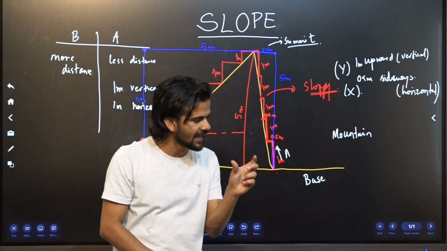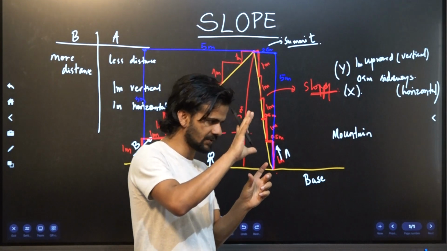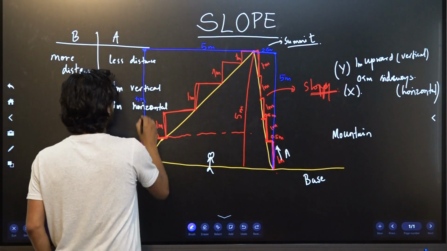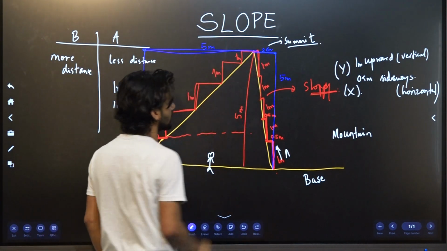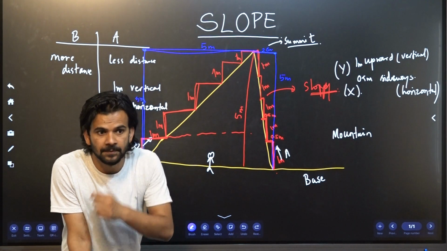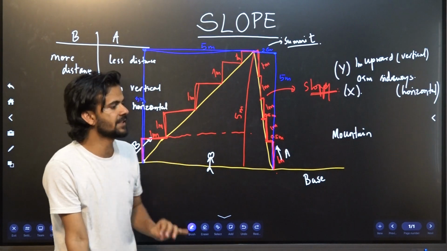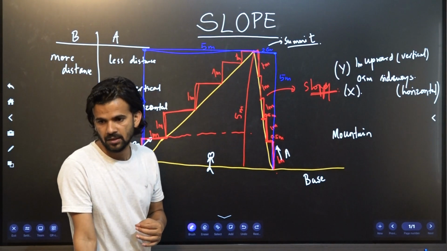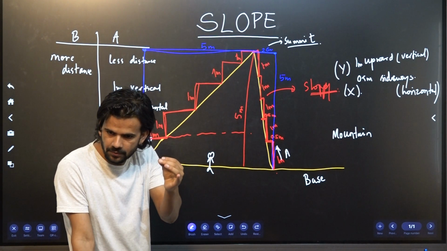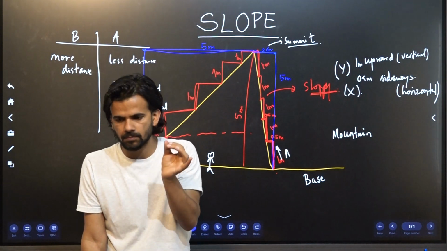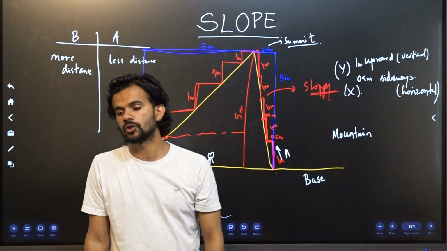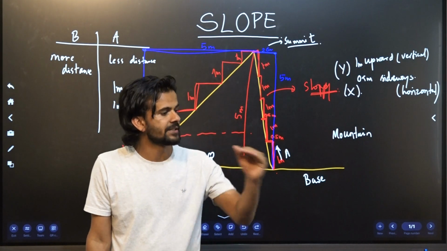Okay? To cover the same vertical distance, if you have to cover more horizontal distance, that means it is less slopey. But if you cover the same vertical distance with a small amount or less amount of horizontal distance, it is more slopey. So these two distances are important.